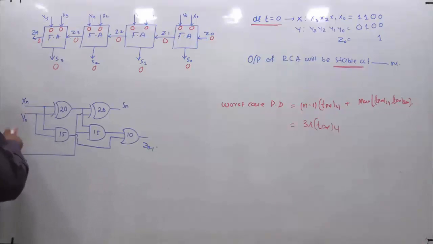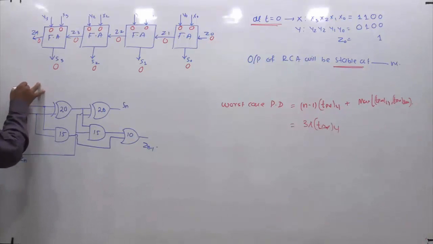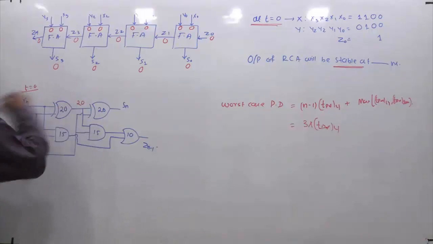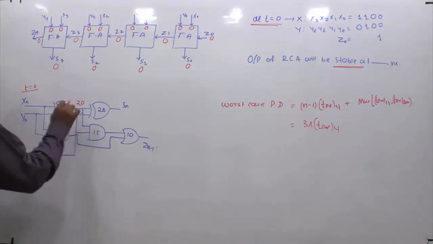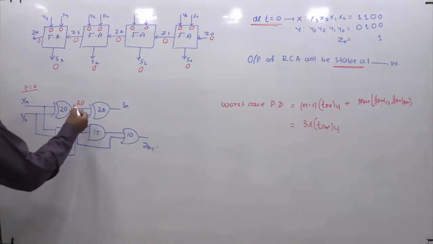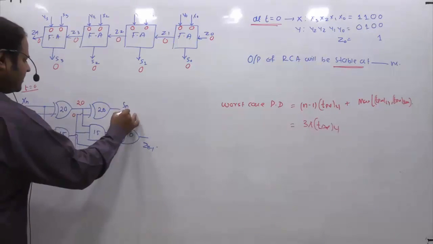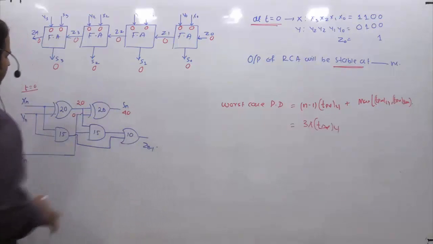So if you assume that all these inputs are applied at t equal to 0 for reference, you will get this at 20 nanoseconds. And this is already available to you at 0. So you are getting both of the inputs at 20, and its own delay is 20. You would have got this sum at 40 nanoseconds, 20 plus 20, 40.